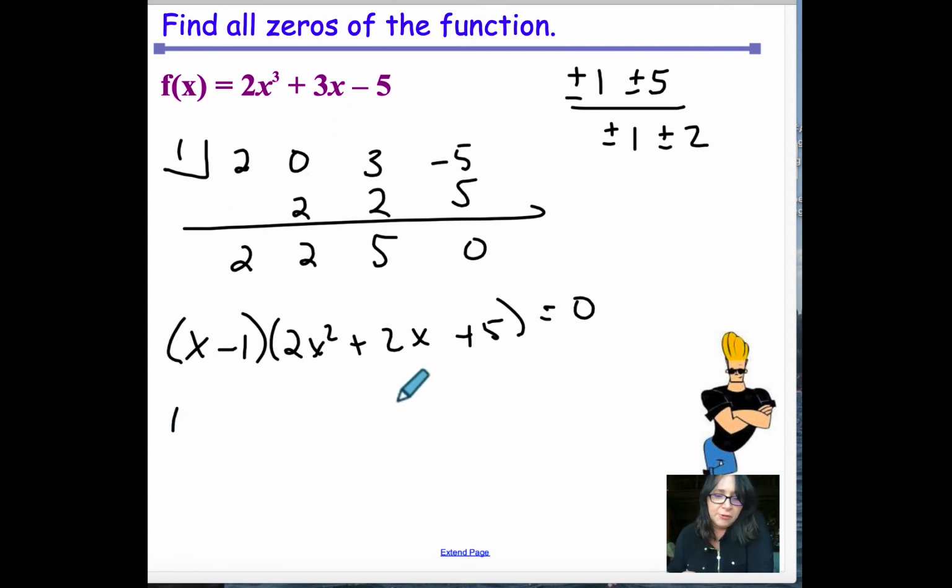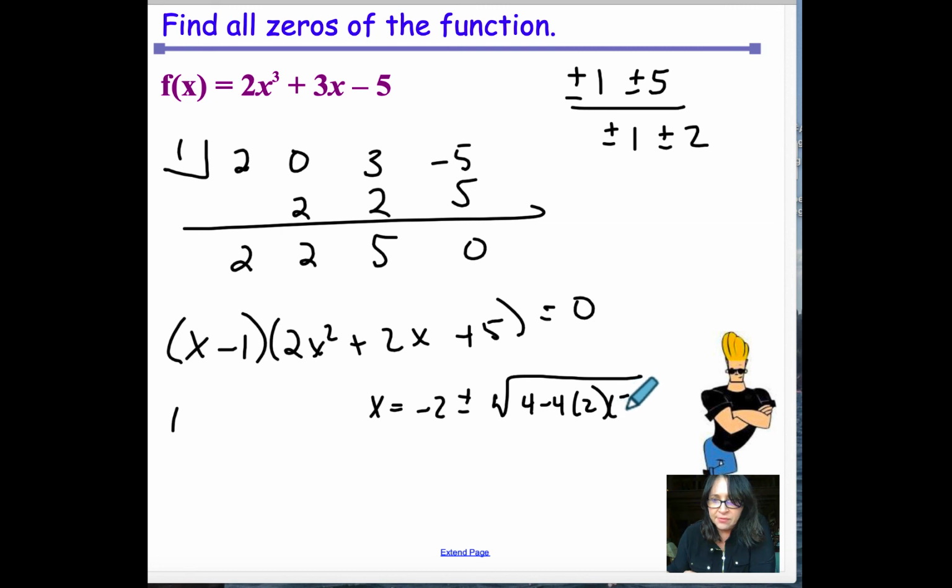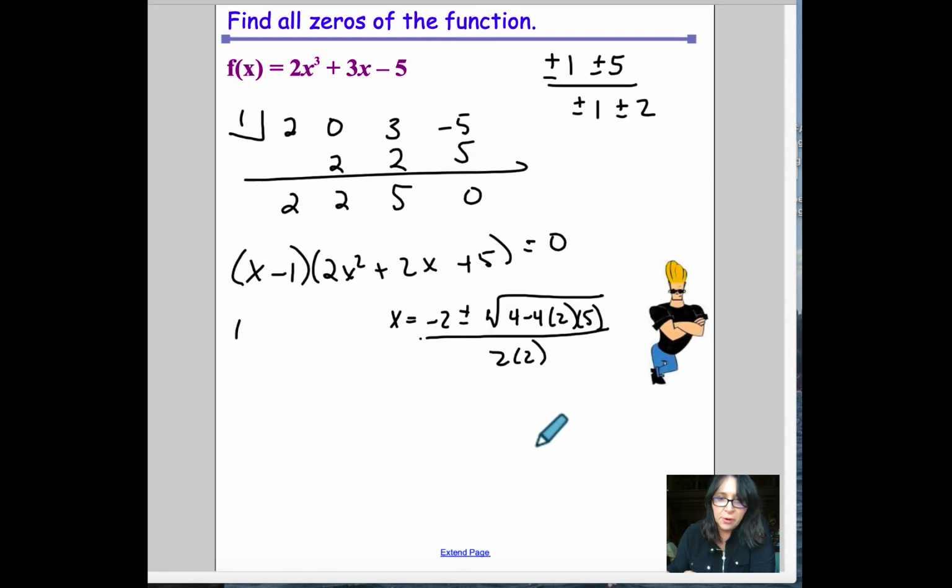So using the quadratic formula, you would go x equals the opposite of b plus or minus the square root of b squared minus 4 times a times c, all over 2a. And again, these zeros are imaginary. It looks like 4 minus 8 times 5 is 40. So 4 minus 40 is negative 36. The square root of negative 36 is 6i. So I have negative 2 plus or minus 6i over 4.